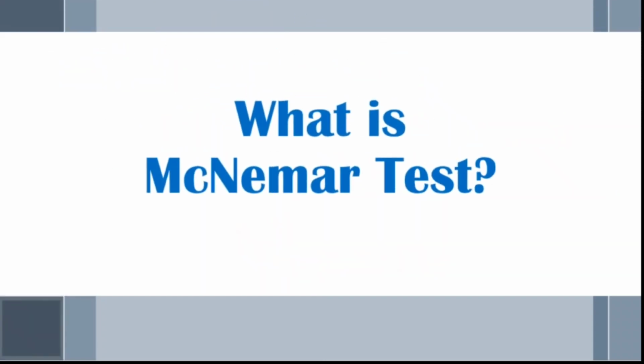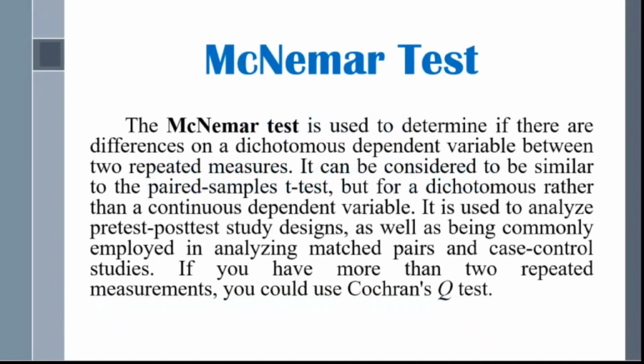What is McNemar test? The McNemar test is used to determine if there are differences on a dichotomous dependent variable between two repeated measures. It can be considered to be similar to the paired samples t-test, but for a dichotomous rather than a continuous dependent variable. It is used to analyze pre-test post-test study designs, as well as being commonly employed in analyzing matched pairs and case-control studies. If you have more than two repeated measures, you could use Cochran's Q-test.